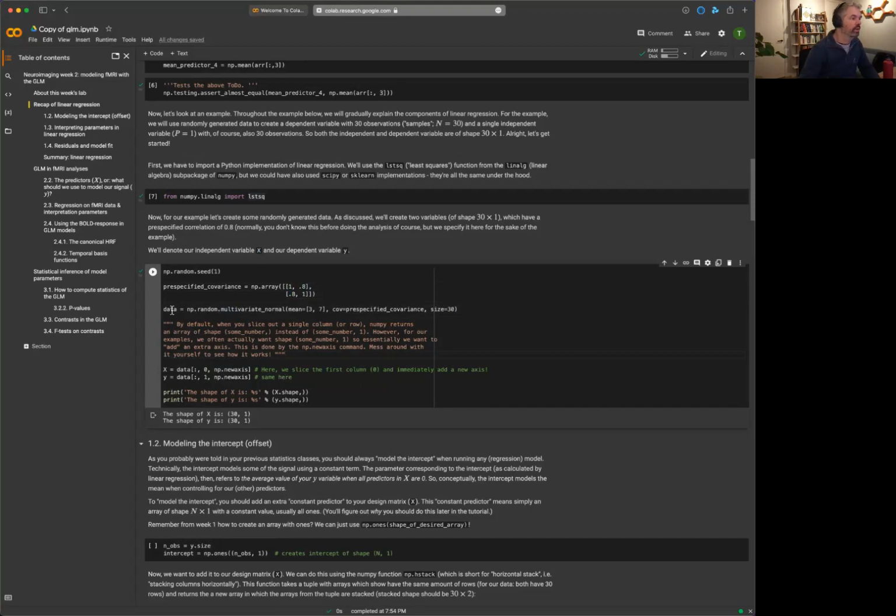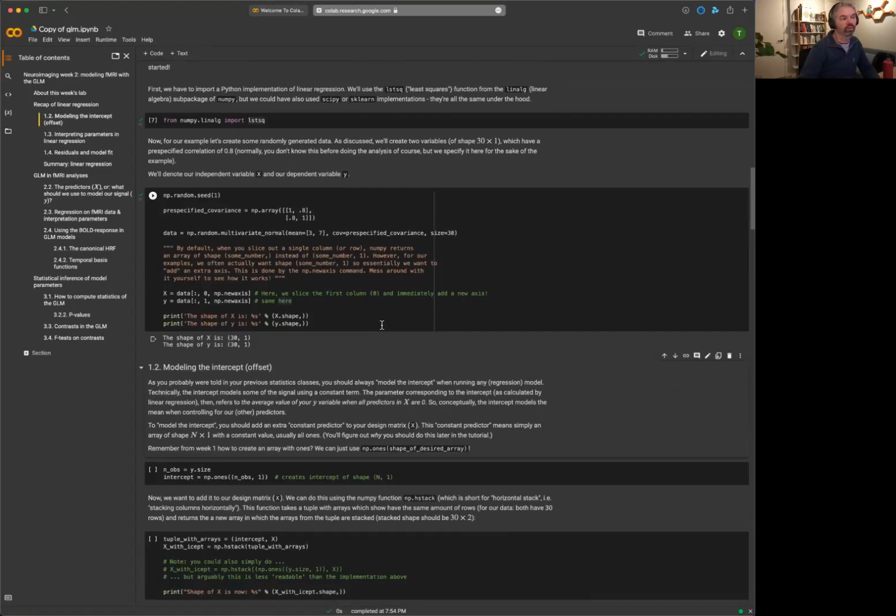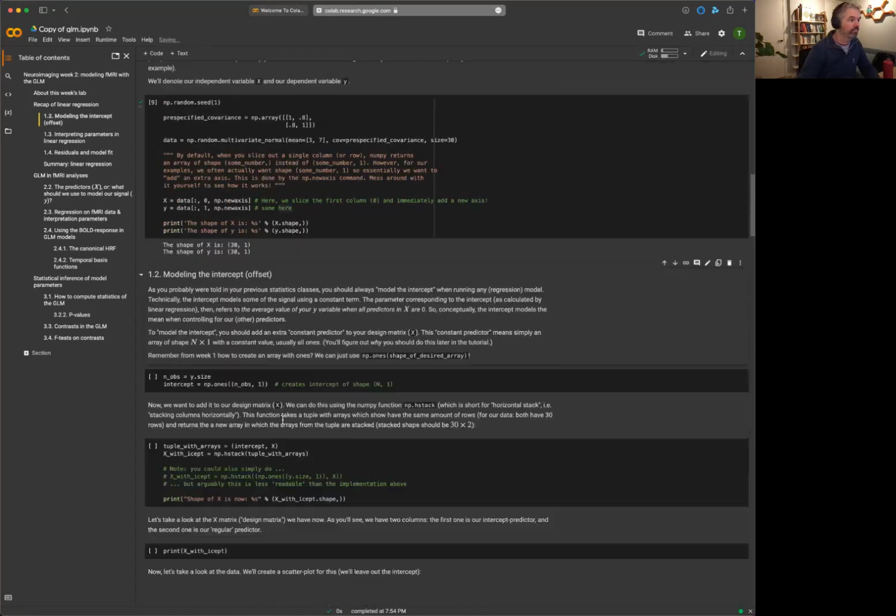Now, once we've created those data, we index those and specify that there should be a new axis at the bottom. Then we can test what the shape is, and it's 30 by 30. So now we have 30 numbers in X and 30 numbers in Y. And we have created them such that there is an interrelation between them, namely those covariances.